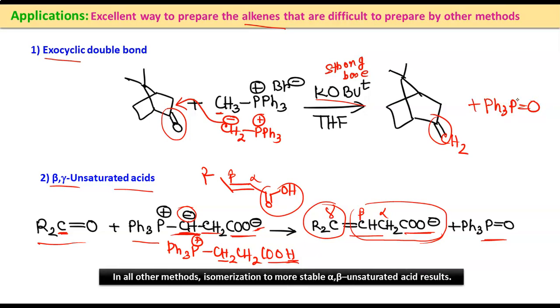So in all other methods there will be a probability of isomerization from beta gamma to alpha beta, because that is more stable because of this resonance, which is not possible in the case of beta gamma unsaturated acid. So this unusual acid that we can make by this method.